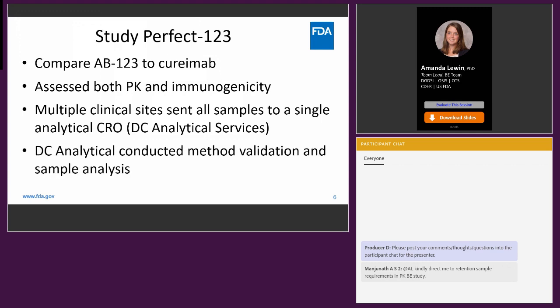Best Sponsor Incorporated developed a method for the detection of AB123 and Curamab in plasma, and DC Analytical Services was responsible for performing a partial validation for the method transfer. DC Analytical Services was also responsible for the development and validation of a method to detect the presence of anti-AB123 antibodies and anti-Curamab antibodies in plasma.